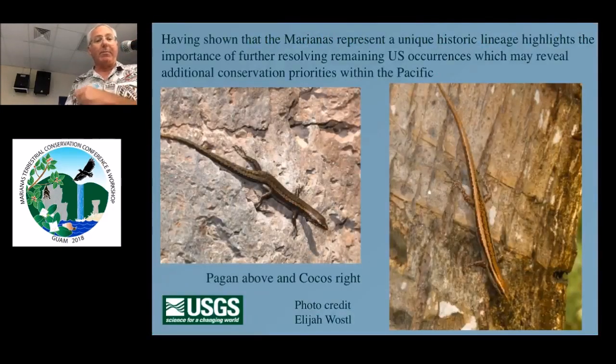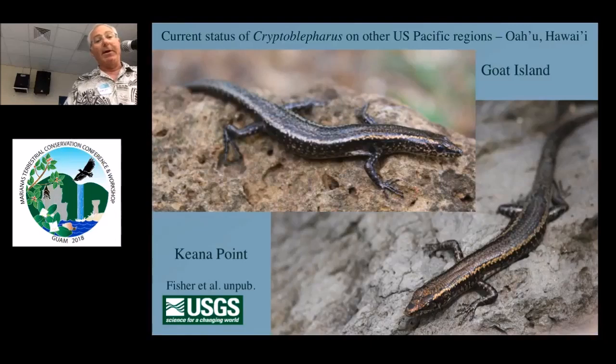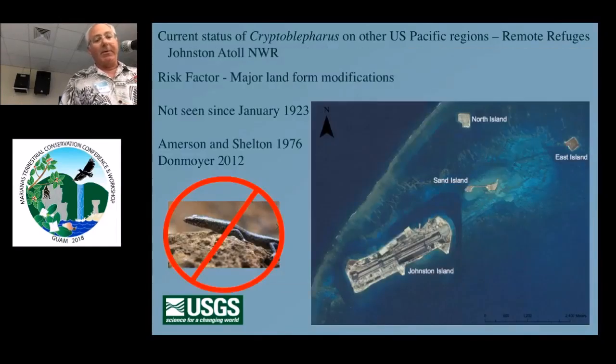So having shown that the Marianas represent unique historic lineages, we're trying to look at the rest of the distribution within the American Pacific. So these are examples from the Marianas. Recently, they've been reconfirmed on Wake Atoll. In Hawaii, we've spent a bit of time looking around Oahu. We've got Cryptoblepharus on Oahu. Stacy was just out in Howland and Baker in the Central Pacific. And then Kevin's done a lot of work on Johnston Atoll, where they're apparently now extirpated.